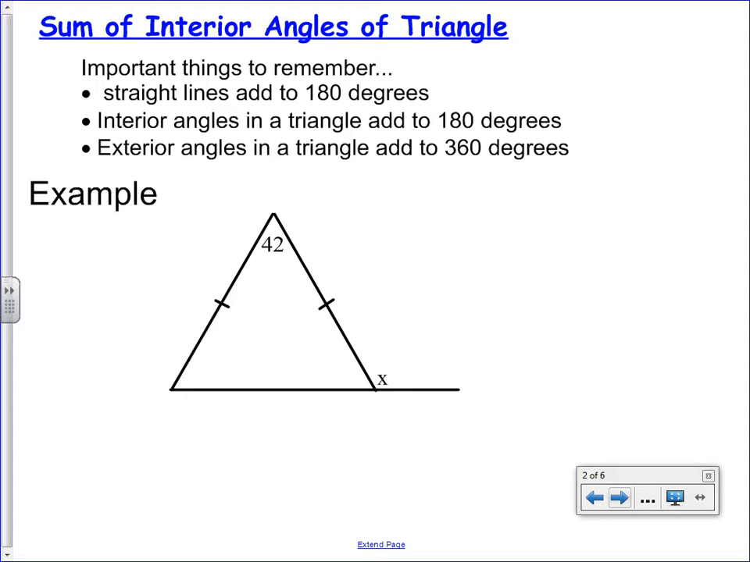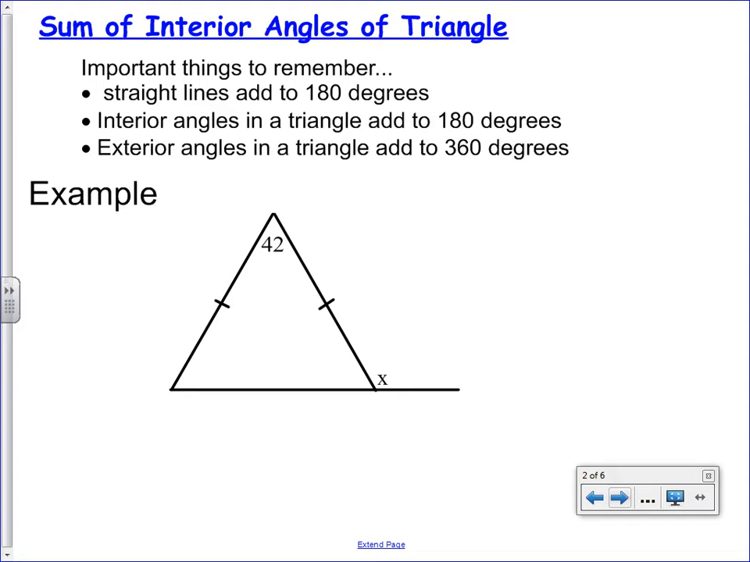Now it says here, important things to remember: straight lines add up to 180 degrees. Remember there was a protractor. When you can draw that protractor symbol, it's 180. Interior angles in a triangle add up to 180 degrees. Exterior angles in a triangle add up to 360. So 180 inside for a triangle, 360 is actually every single other one.